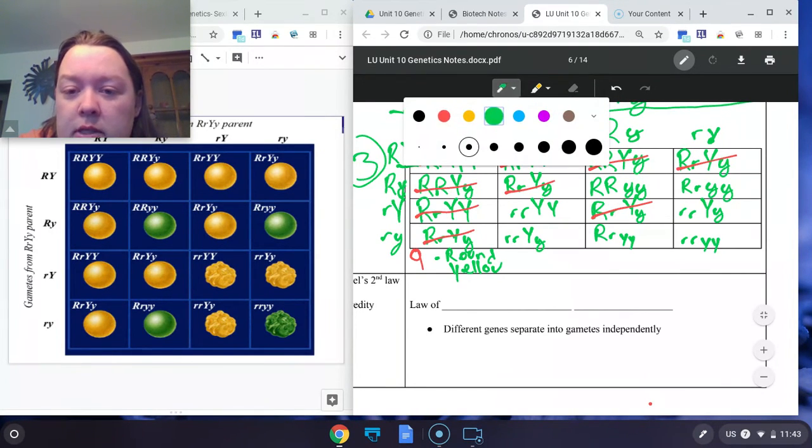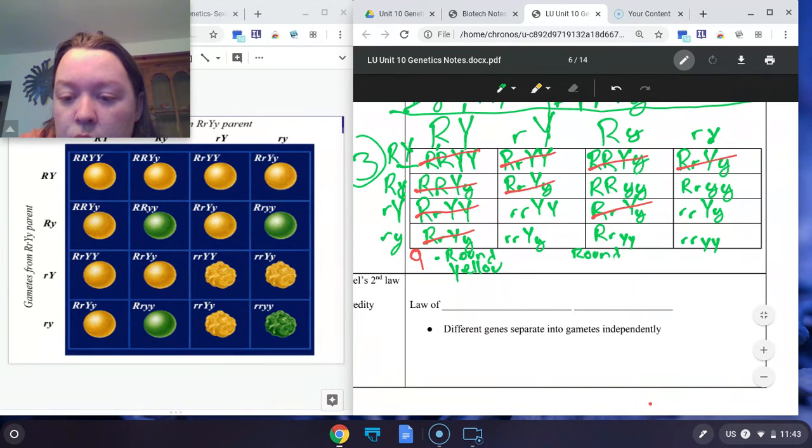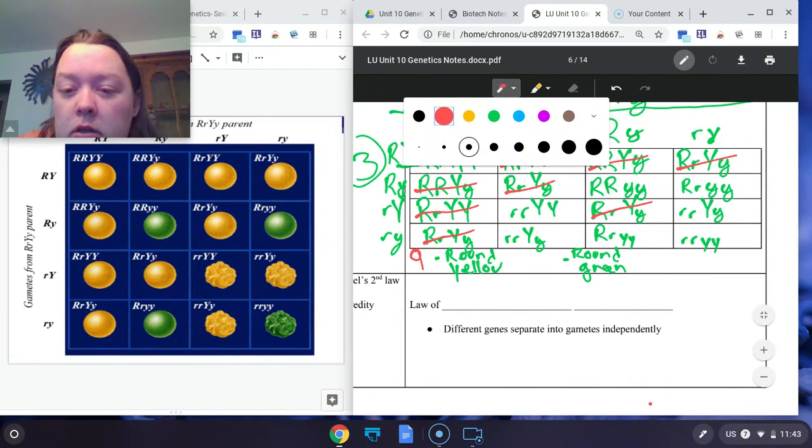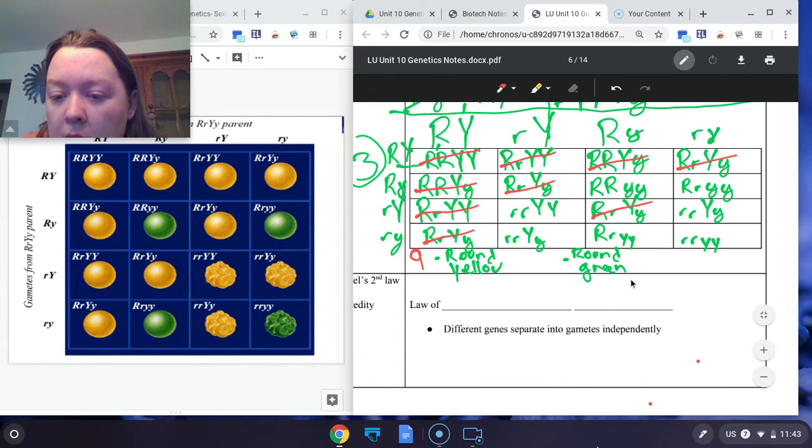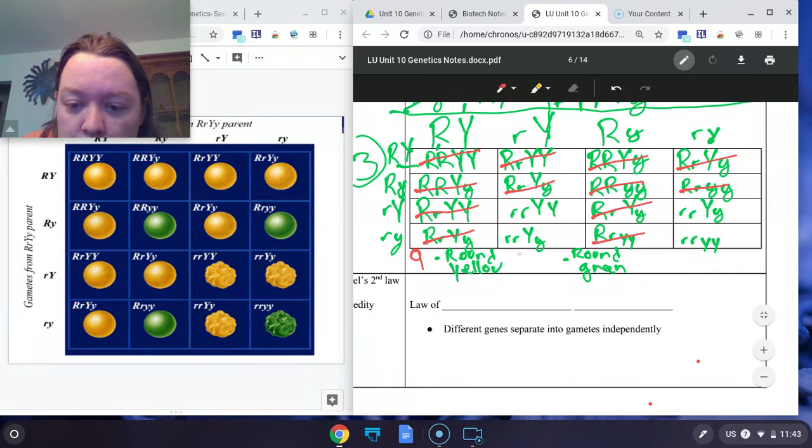And I would keep doing the same for each one. So if I wanted to figure out how many round greens, I've got to figure out round means big R, green means little y, little y. So how many are big R, little y, little y? 1, 2, 3. So I got 3 that have a big R and 2 little y's.